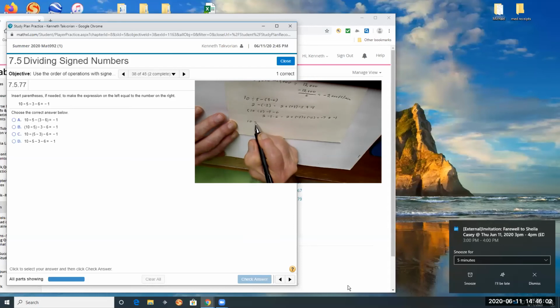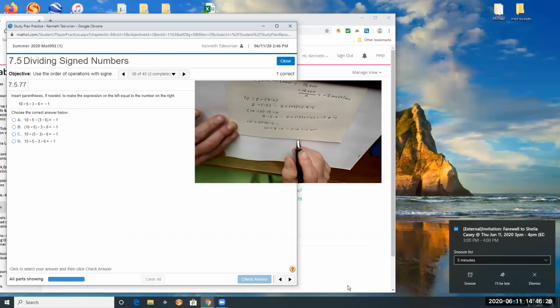10 divided by 5, take away 3, subtract 6. Well, we have to do inside the parentheses first. That's going to be 10 divided by 5, take away 3 is 2, take away 6. We divide before we subtract. That's going to be 5, take away 6. That equals negative 1. That does check.